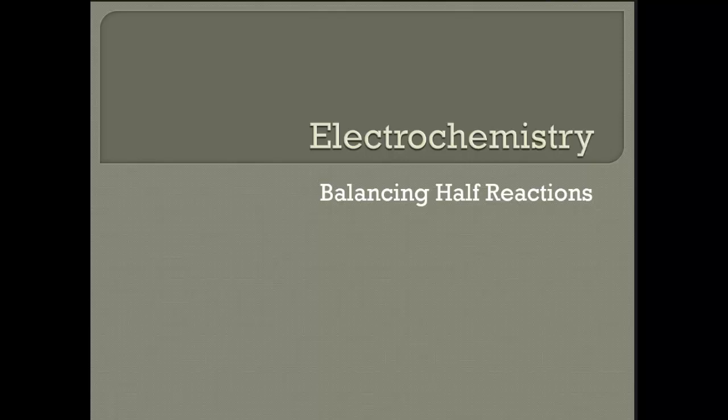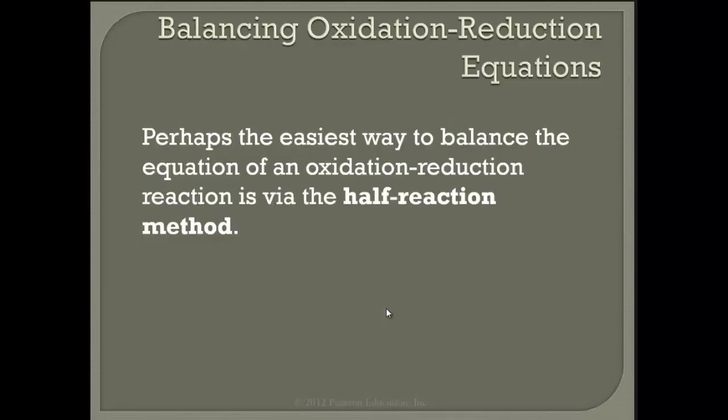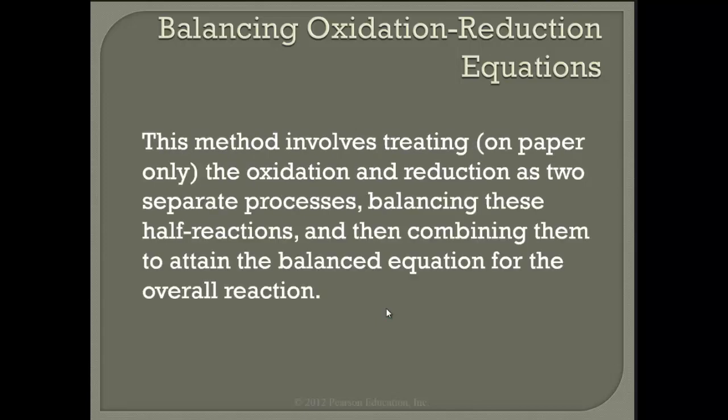In this tutorial, we will be discussing how to balance half reactions. Perhaps the easiest way to balance the equation of an oxidation-reduction reaction is via the half reaction method. This method involves treating on paper only the oxidation-reduction as two separate processes, balancing these half reactions, and then combining them to attain the balanced equation for the overall reaction.